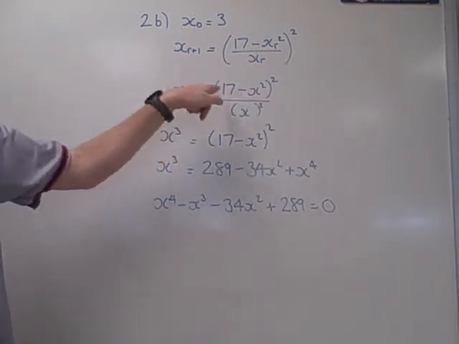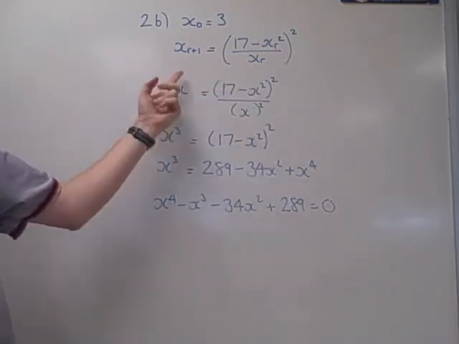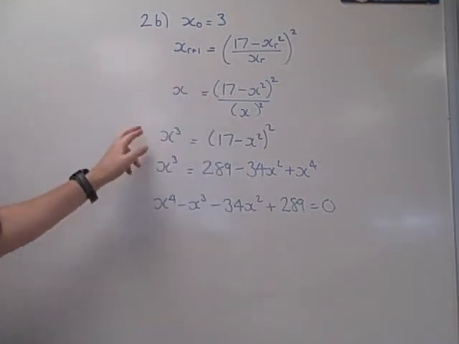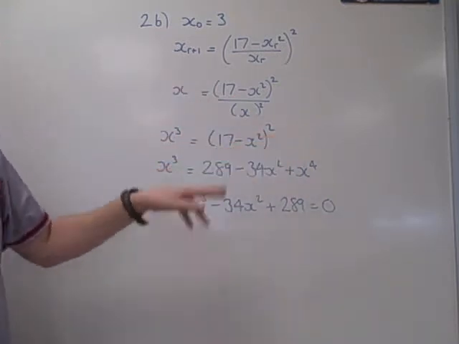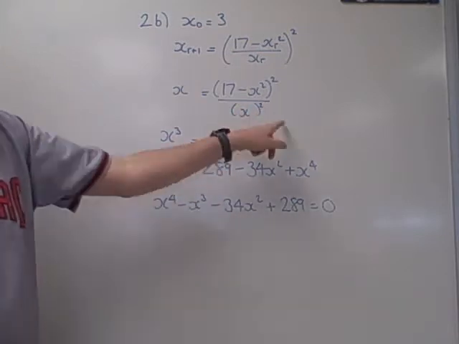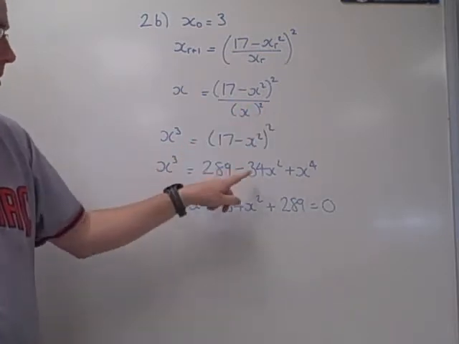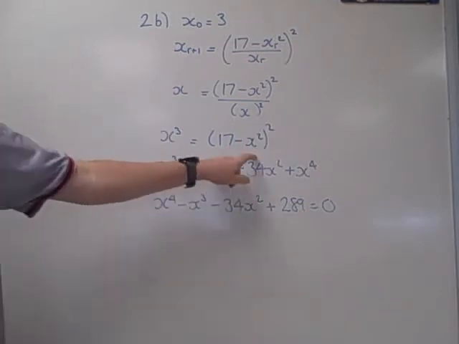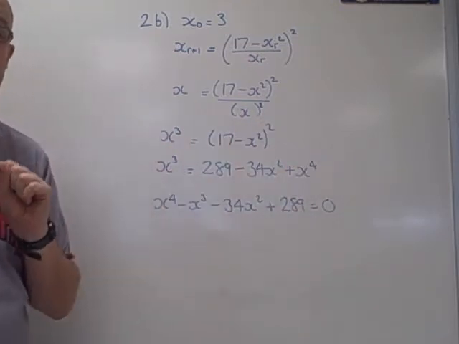So I've got x squared. As I'm dividing by x squared, if I bring that to the side and multiply by x squared, then that's going to give me x cubed equals all of this. Then if I go ahead and do FOIL on this, 17 squared is 289. 2 times 17 times negative x squared is negative 34x squared. And negative x squared squared gives you positive x to the fourth.